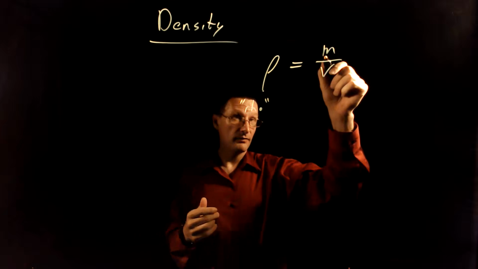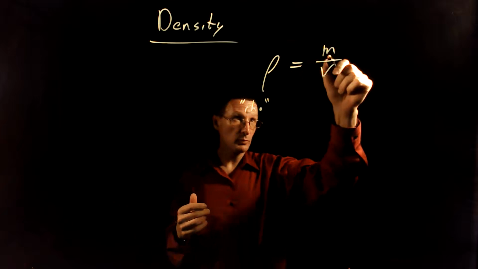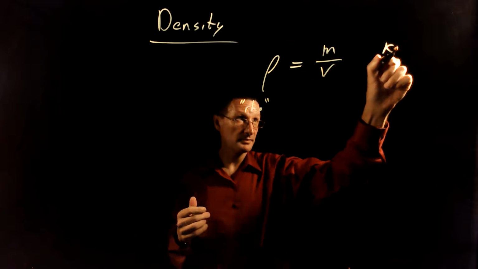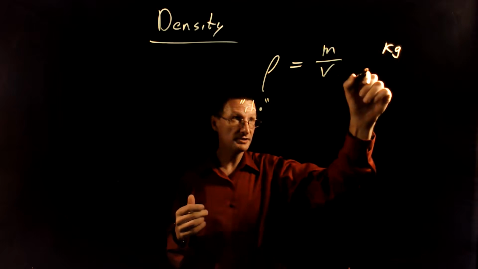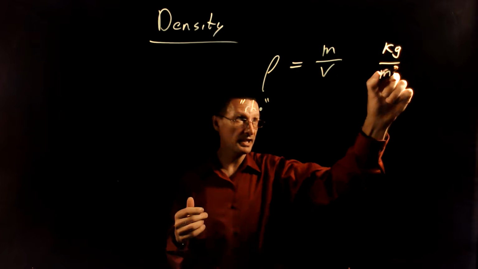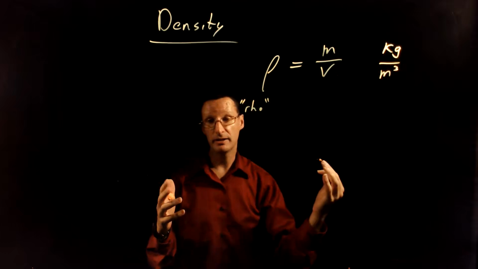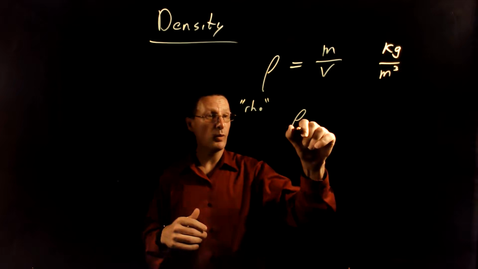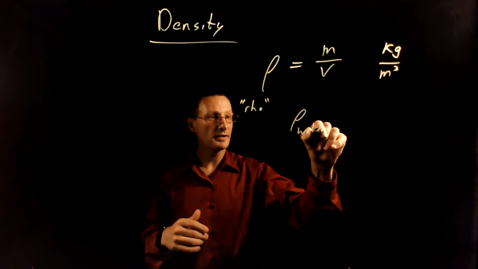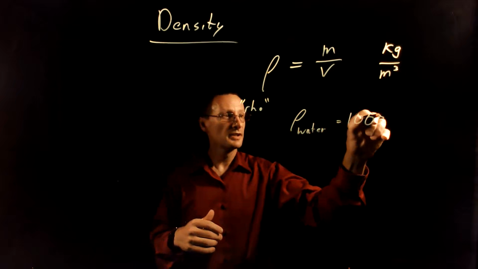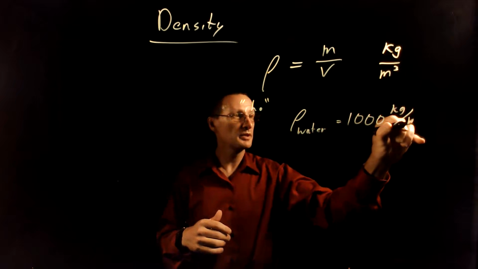Now, the units of density, well, mass has units of kilograms, and volume has units of meters cubed in the SI unit. And so this has units of kilograms per cubic meter. The density of liquid water is 1,000 kilograms per cubic meter.